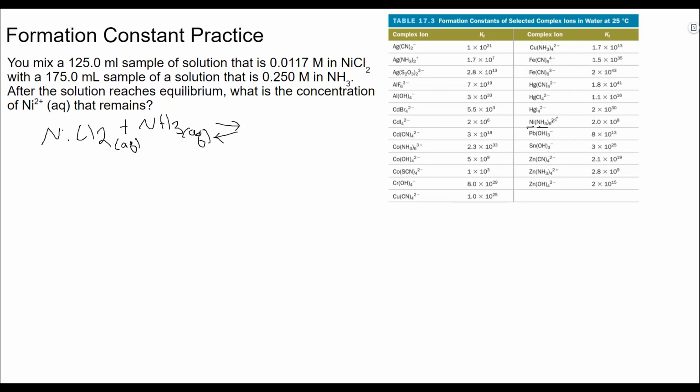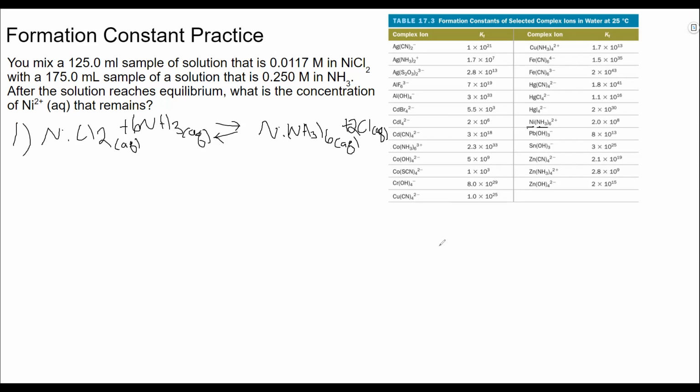So Ni(NH3)6 is our product. I'm going to write that down. And we will just have aqueous chlorine remaining. So now we have to balance it. So we have one NH3 on the left, 6 on the right. Put a 6 right there. 2 chlorines on the left, 1 on the right, 2 over here. All right. So that's our balanced reaction. That's really the first step that we want to do.